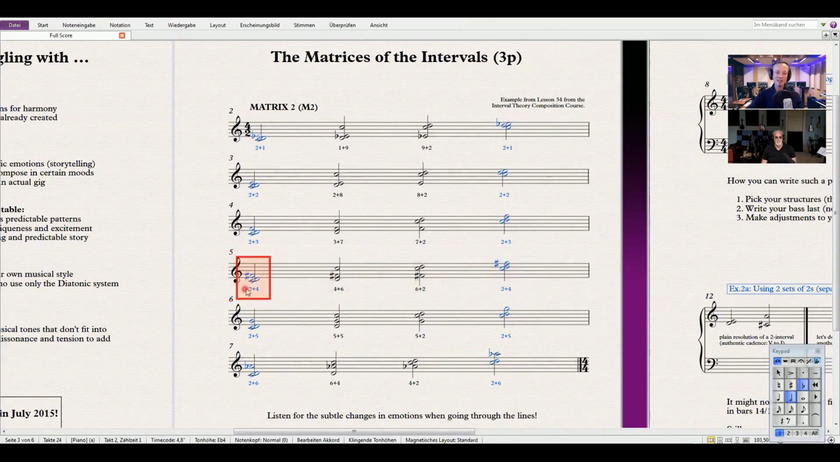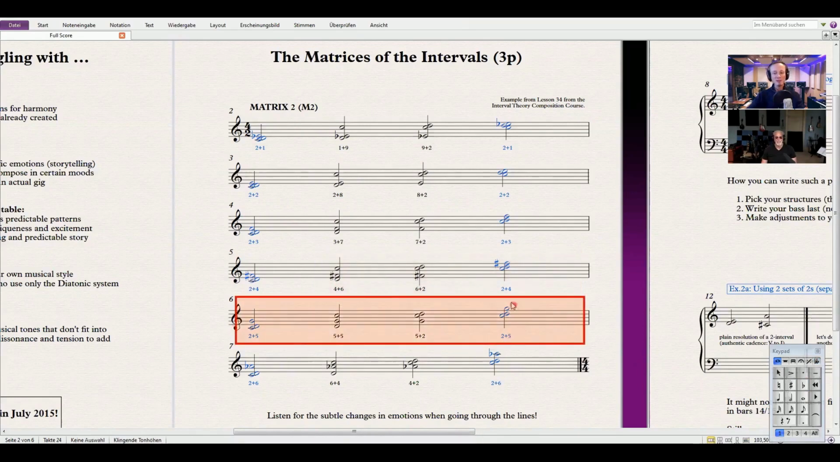Here it's the outside interval. In this one there is a 6, here is a 6. That again is the outside interval. This one actually sounds very neutral to me.